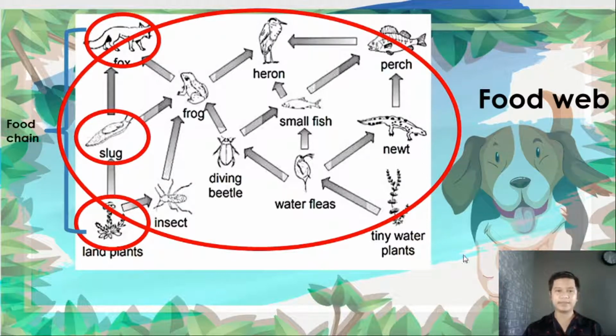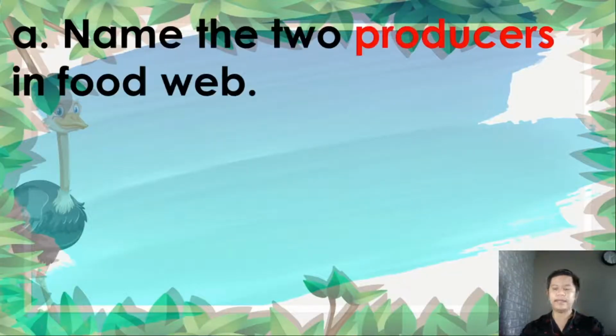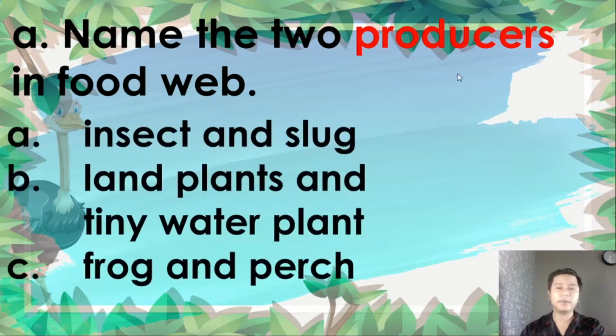Okay, so now let's go to the subjective test on your worksheet. Let's try to answer letter A. Everybody, repeat after me. Name the two producers in the food web. What do you mean by producers? Producers can make their own food.